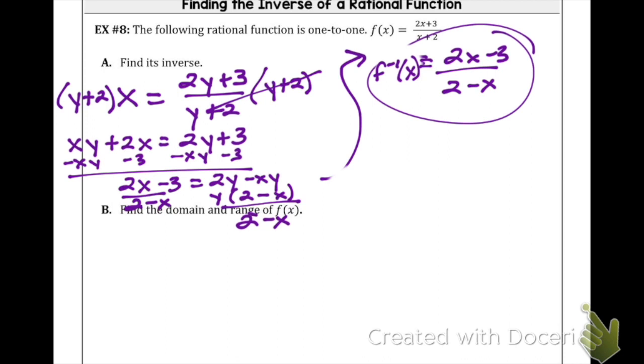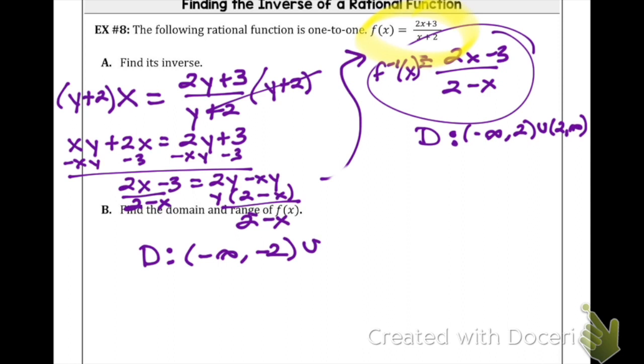What would be the domain on our inverse function? Well, you should be able to see that it's everything but 2, right? So negative infinity to 2, jump it to infinity, which makes sense because the domain of f of x is restricted at negative 2, right? So go back up to our original, x plus 2, x can't equal negative 2. So our domain was negative infinity to negative 2, jump negative 2 to infinity.